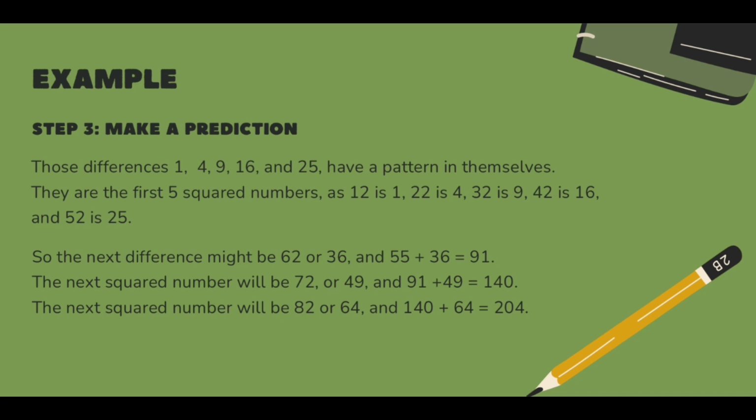So the next difference might be 6² or 36, and 55 plus 36 equals 91. The next squared number will be 7² or 49, and 91 plus 49 equals 140. The next squared number will be 8² or 64, and 140 plus 64 equals 204.